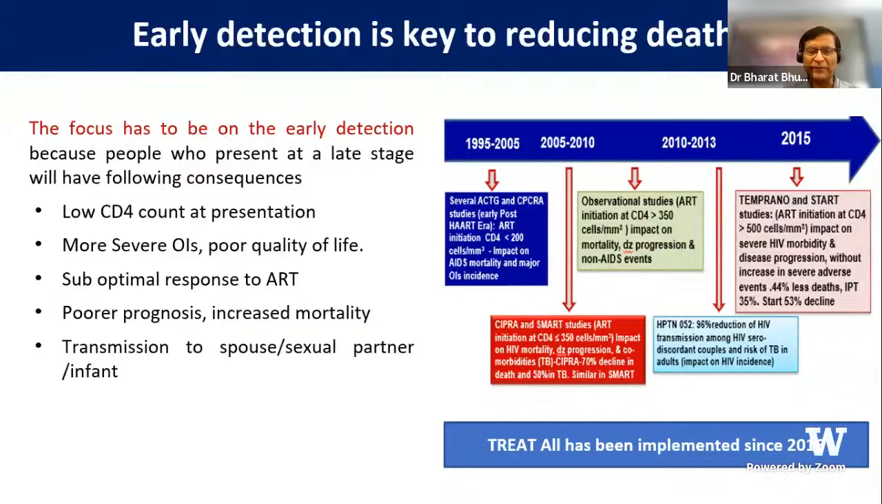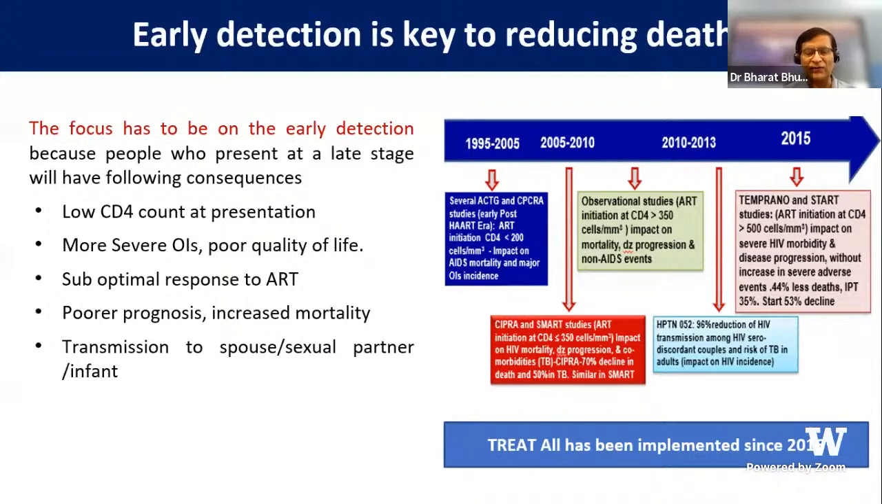And also, if you're presenting late and you are not adequately suppressed, the chances of transmission to spouse and sexual partner also increase. And as you learned yesterday also from Dr. Anuradha, over the years the guidelines on when to start treatment, based on different studies, have been changing, and treat all has been implemented since 2016 globally, and 2017 NACO also adopted this. But despite that, we continue to have a large number of deaths.